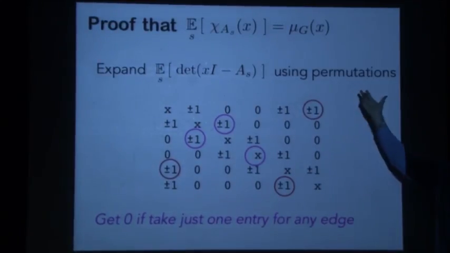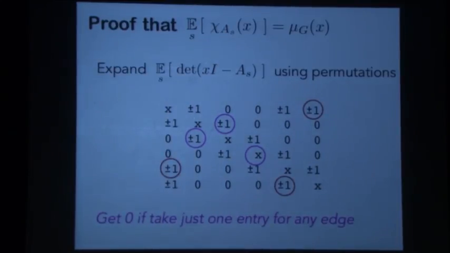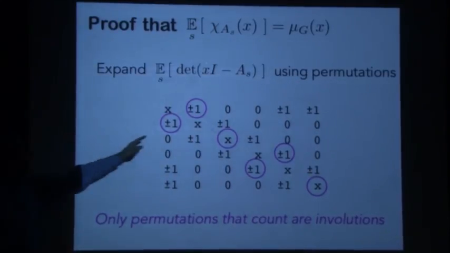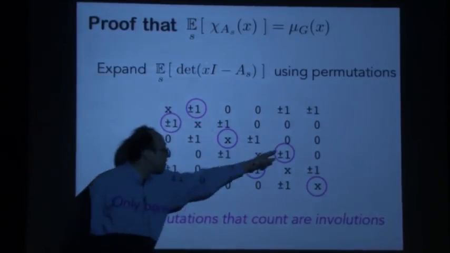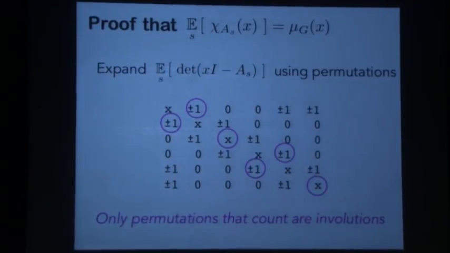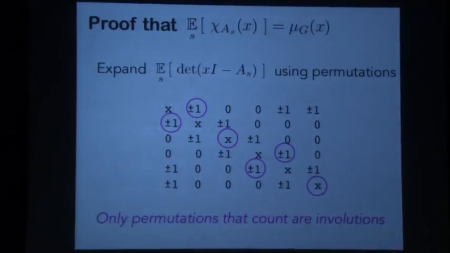So you get it once with plus 1, once with minus 1, you get a product of 0. So the only terms that contribute are the ones that hit both copies of each edge when they hit edges. So if you have this entry, you have to have that one in the permutation. If you have this, you have to have that. Well, those are exactly the involutions. Those are the matchings. So this is how you see that, yes, when you are taking the expected characteristic polynomial, you get exactly the matching polynomial of a graph.